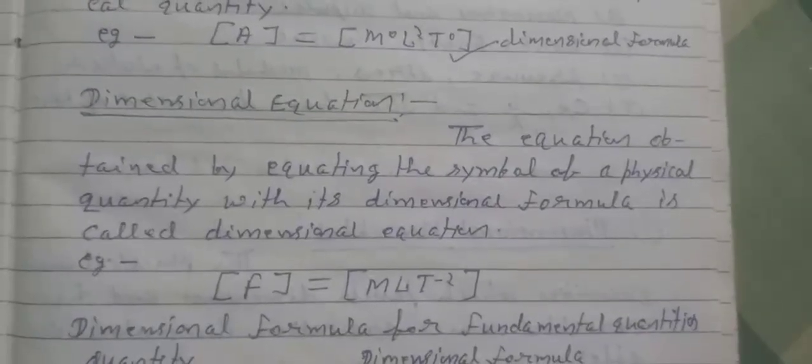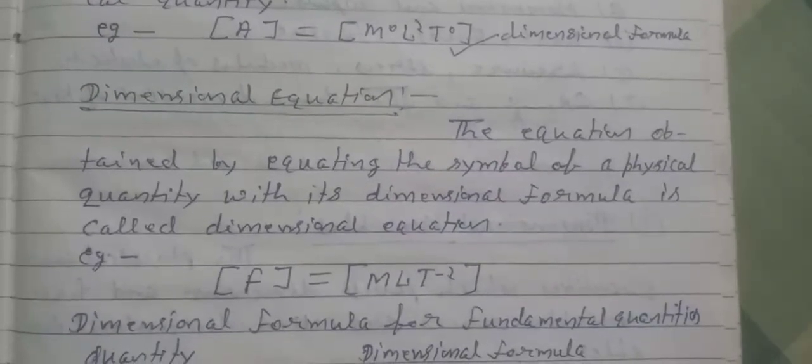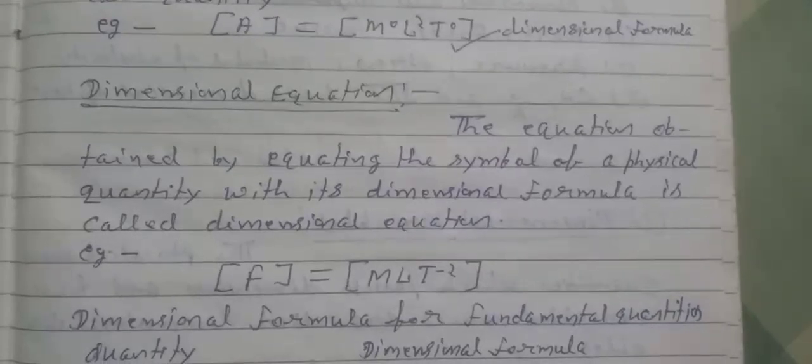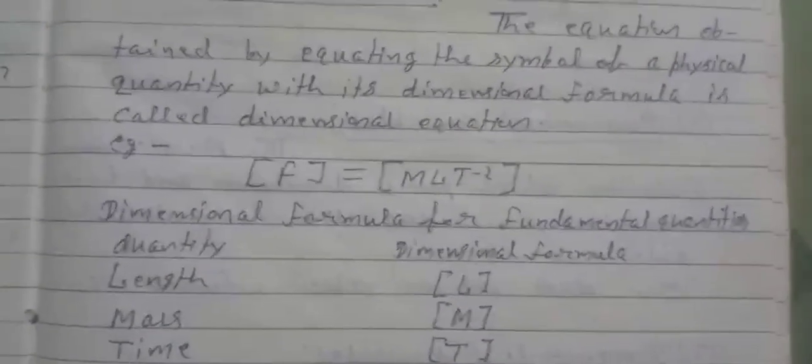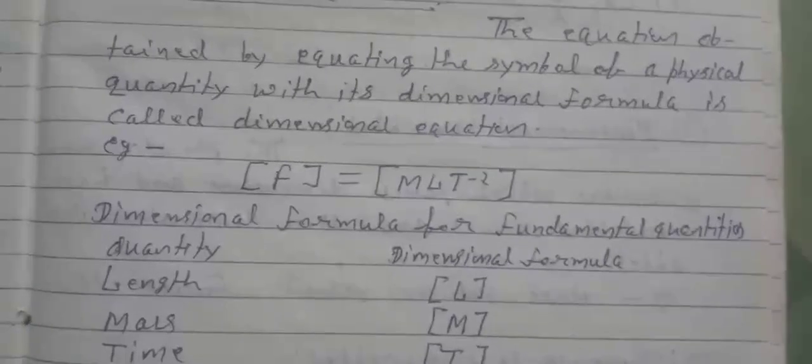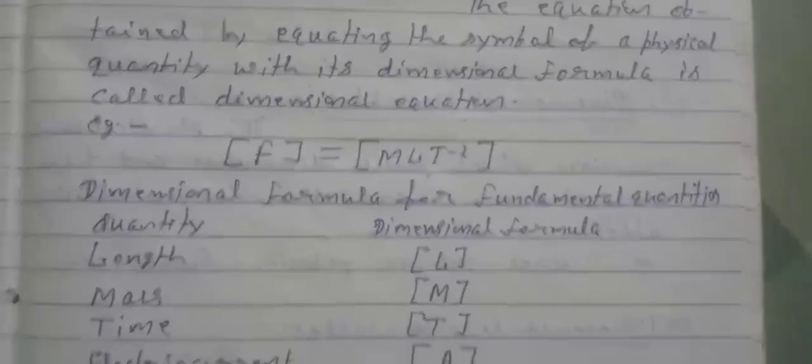Dimensional equation: the equation obtained by equating the symbol of a physical quantity with its dimensional formula is called a dimensional equation. For example, F equals MLT^-2. This is the dimensional formula.